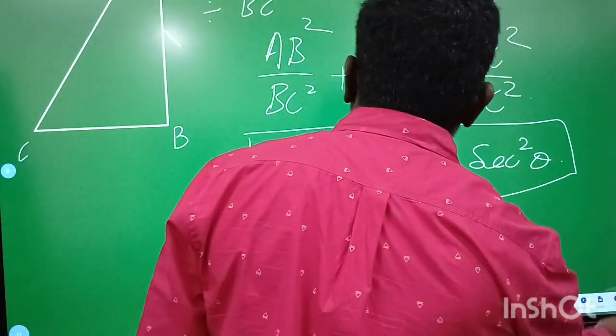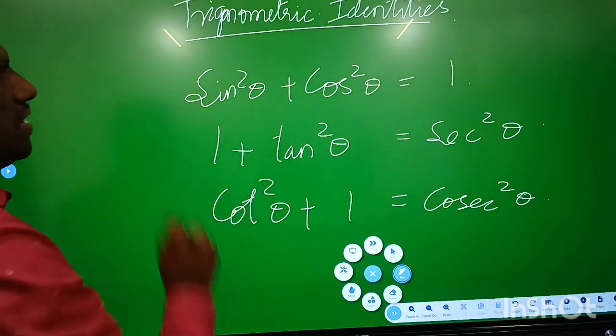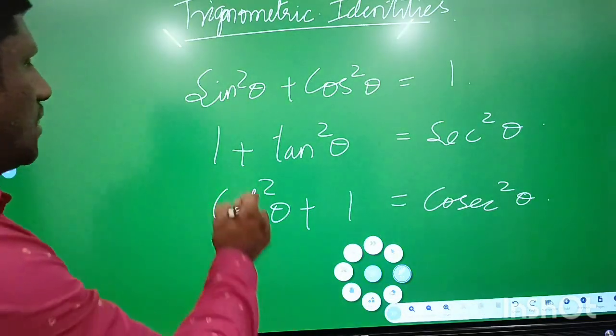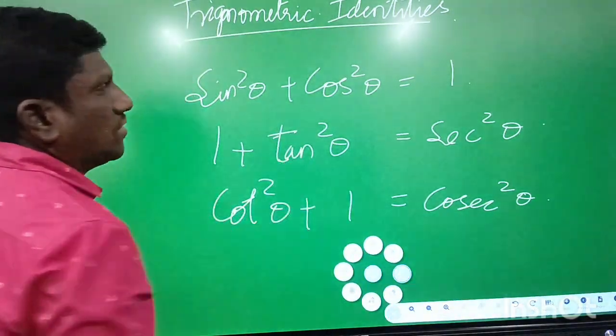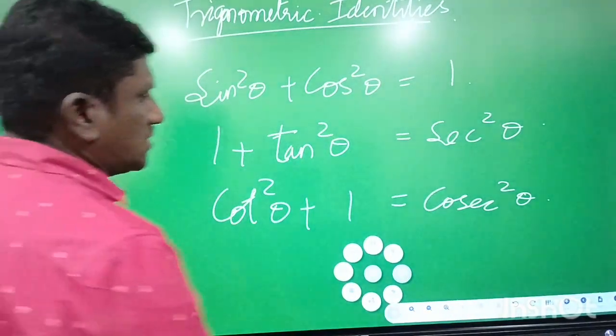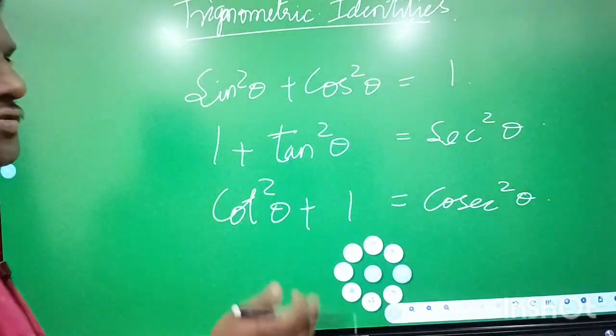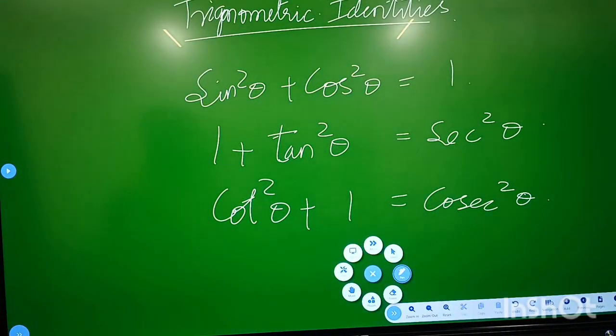And hence, I have to summarize all the trigonometric identities. It is sin square theta plus cos square theta is equal to 1, and 1 plus tan square theta is equal to secant square theta. Cot square theta plus 1 is equal to cosecant square theta. So this is what we have derived. Roughly, if you see the workings, you can understand what we have derived.